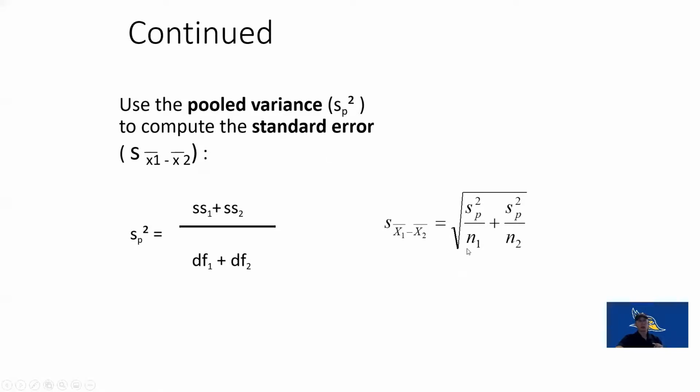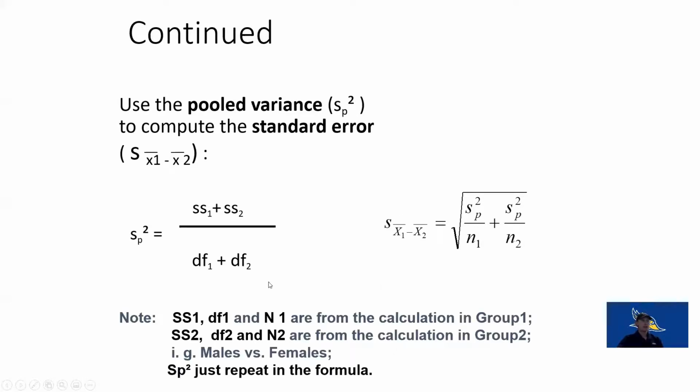So that standard error equation is the square root of the pooled variance divided by the sample size of sample 1, plus the pooled variance divided by the sample size of sample 2. Those are each individual, and then we add them together and take the square root to find our standard error. Okay, so we just have to repeat that sum of squares equation for both to get that information.